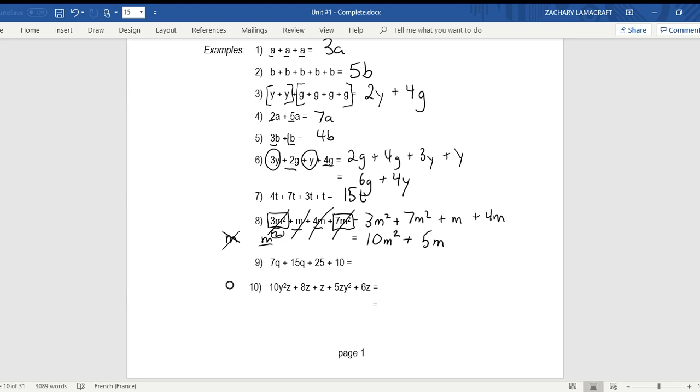Last two examples, guys, and we're almost done. We already kind of have them grouped. We got the q's here, and we just have numbers over here. So 7q plus 15q, well, 7 plus 15 is 22q. And then we have 25 plus 10 being plus 35.